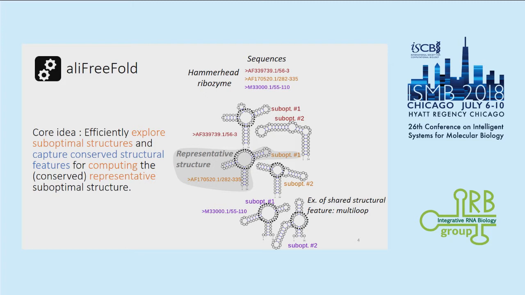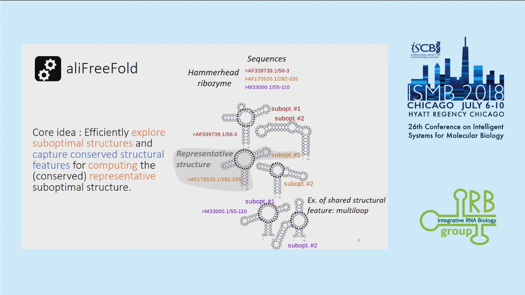Basically, the idea is simple. The main idea of aliFreeFold is to find a way to efficiently explore the set of suboptimal structures coming from the homologous sequences, and from those suboptimal structures, identify the most conserved features and use those features to compute the best, what we think is the most conserved structure.